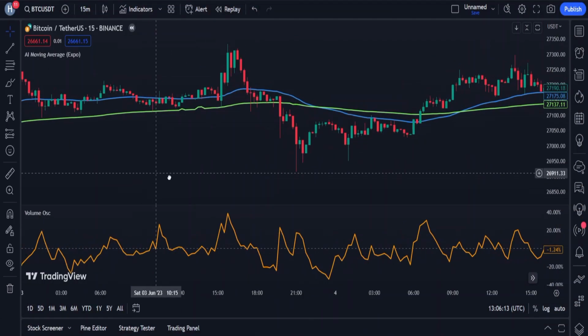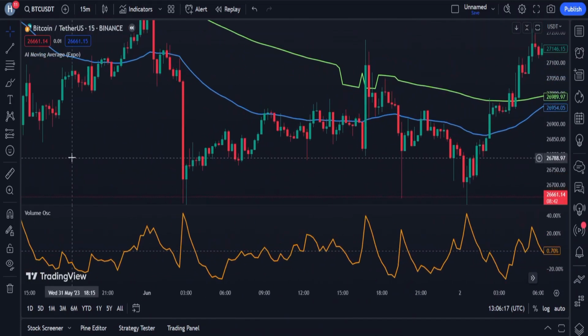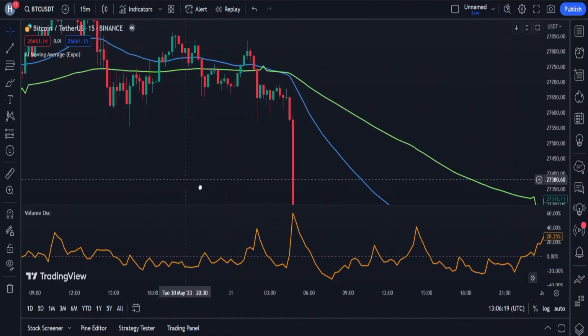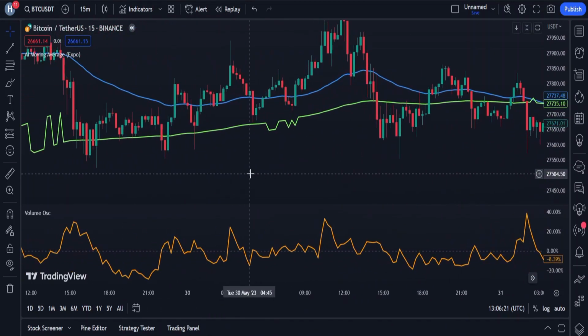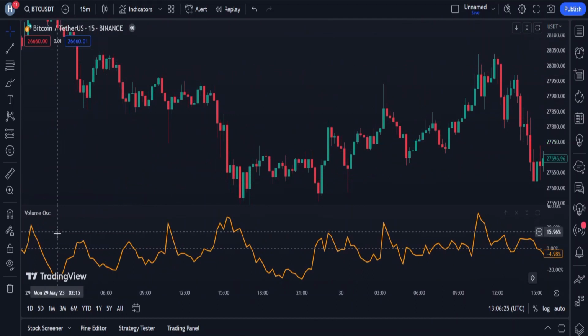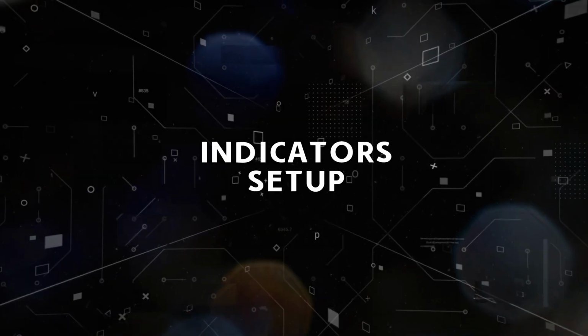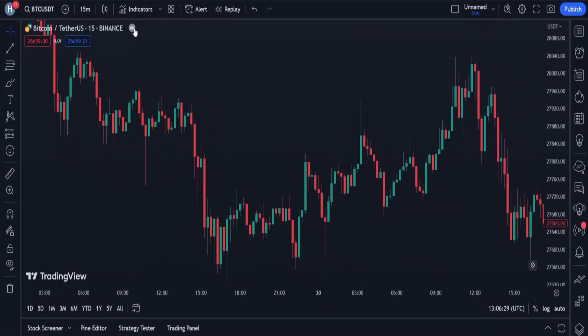So I'm in TradingView, and this is what our chart is going to look like when we are done setting up our indicators. I will explain this strategy using the AI indicator in detail in this video, so I'll quickly cross out these indicators to explain everything from the beginning. Let's first add the indicator to the chart.